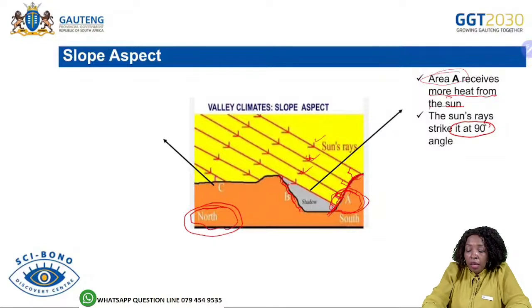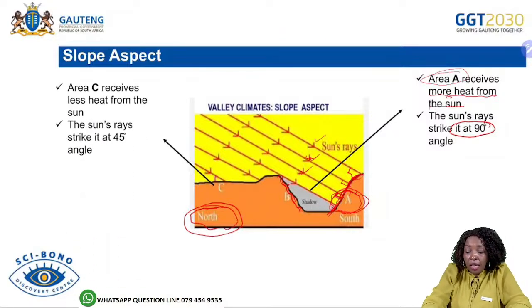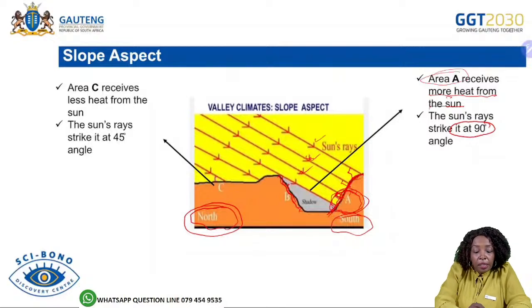All right. Then let's look at the effect of the sun's rays onto a slope that is facing the south. Now, area C, we are looking at area C here, which receives less heat from the sun. So the angle in which the sun's rays hit this is limited. And the measurement of the angle in which area C receives the sun's rays is estimated at a 45 degree angle.